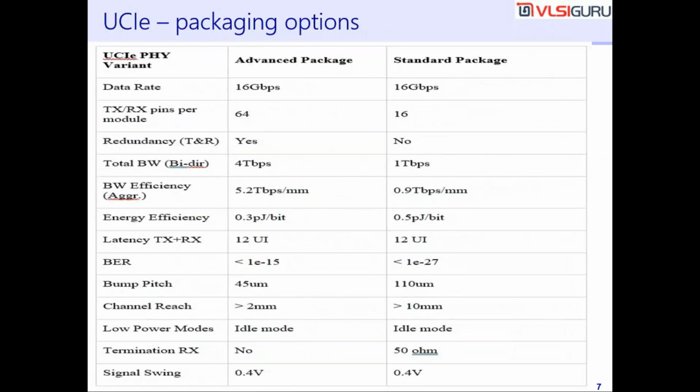Some packaging options are there. One is called advanced packaging, one is standard packaging, and one is UCIe 3D packaging. If you talk about packaging options, from advanced package the data rate expected is 16 gigabits per second. Standard package is also this. The number of pins per module is 64 in the case of advanced packaging. Standard packaging is only 16. Redundancy means what? Can you tell me what redundancy refers to here?